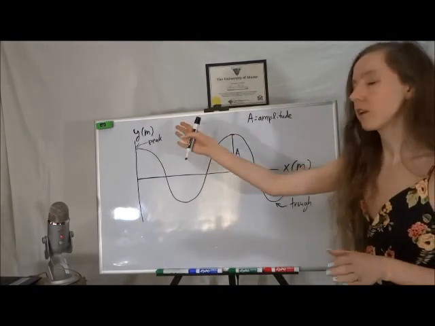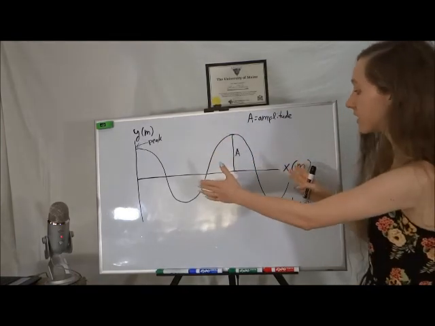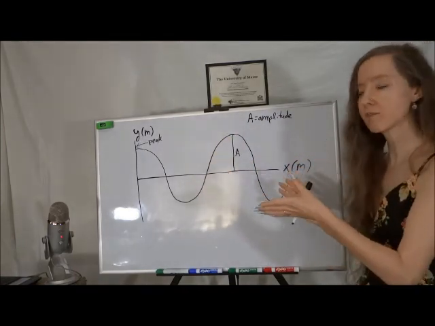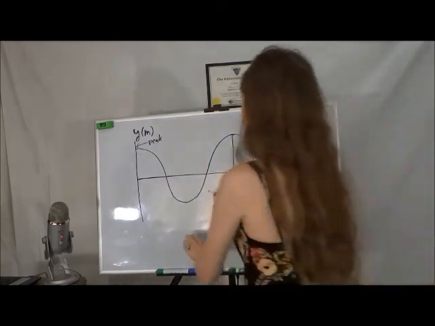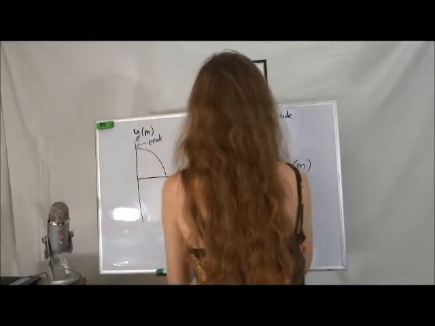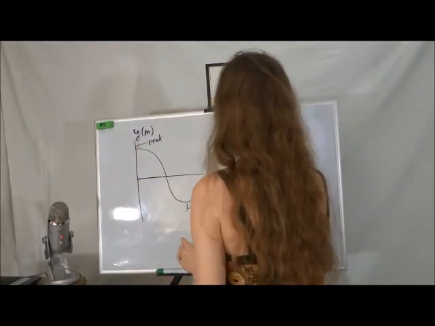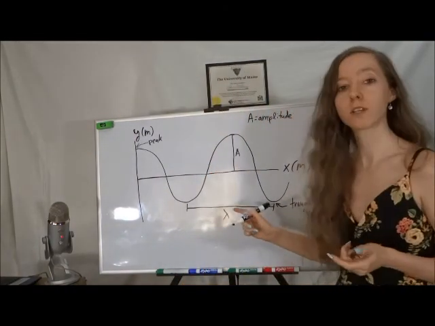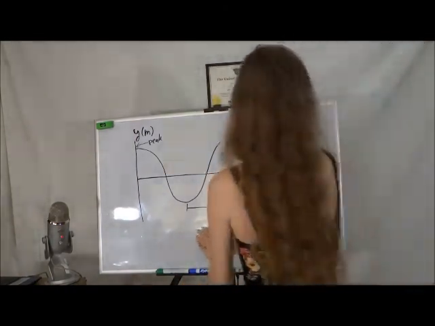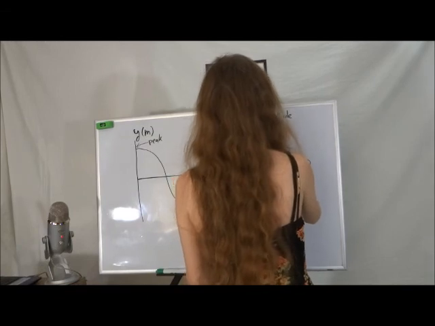Now when we have a wave graphed in XY space, the distance between peaks or between troughs is called the wavelength. So this distance here, that's our wavelength, and we use the Greek letter lambda to denote it. So lambda is our wavelength.